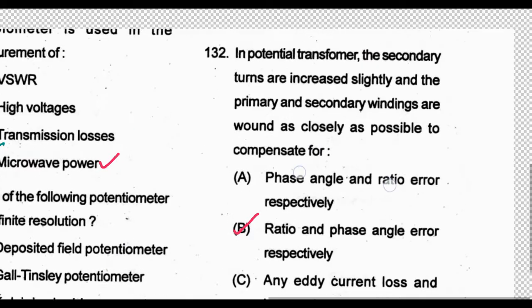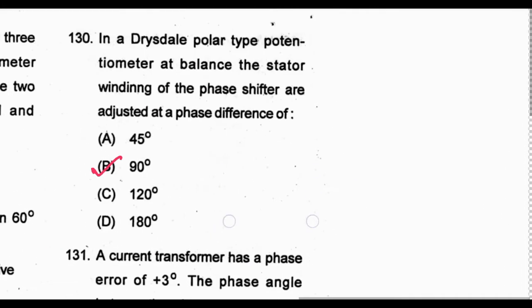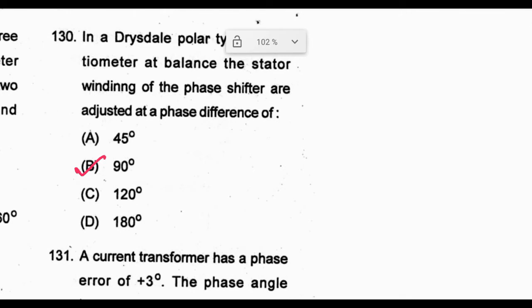Next question is question number 30. In a Drysdale polar type potentiometer, at balance the stator windings of the phase shifter are adjusted at a phase difference of, this is 90 degree.